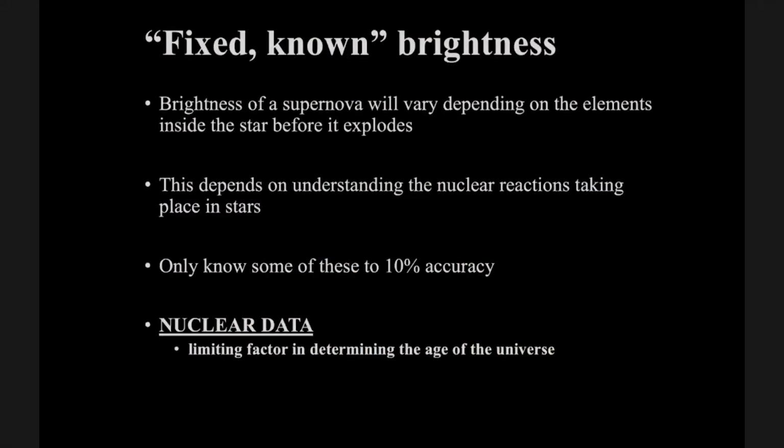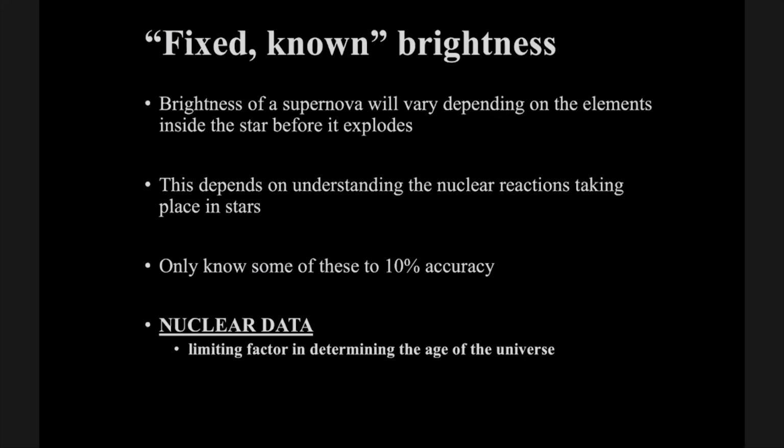Now, the situation isn't quite this clear, and it all comes down to understanding the nuclear reactions that are happening inside stars. These supernovae, their brightnesses, are not fixed. They're kind of fixed, but not fixed, hence why I've put it here in inverted commas. The brightness of these explosions actually varies depending on the elements that are contained inside that star before it explodes. Now, if we want to understand the composition of the elements inside a star, that crucially depends on us understanding the nuclear reactions that actually happen inside the star itself. Now, some of those key nuclear reactions, we only know to an accuracy of around 10%.